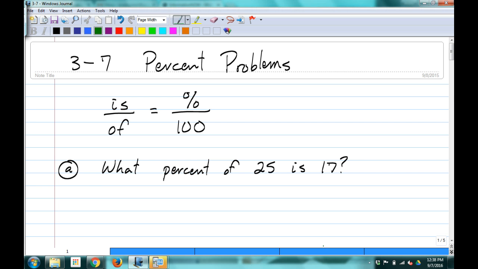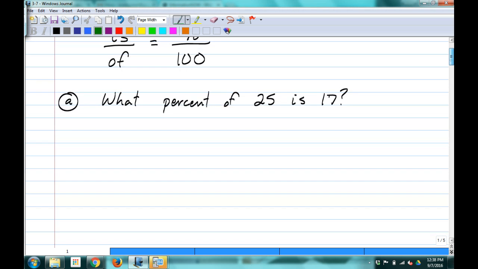All right, is over of equals percent over 100. So when we read this first example, it says what percent of 25 is 17. So the of is 25, the is 17. 17 over 25. And that asks us what percent. So the variable, the x, is where the percent goes, over 100. And then we get a nice, easy proportion to solve, just like what we did yesterday.